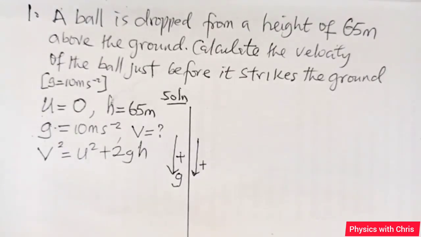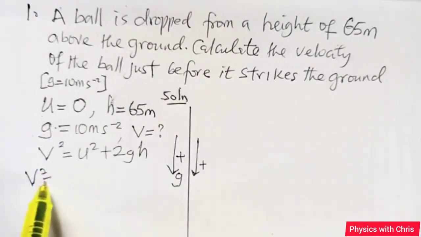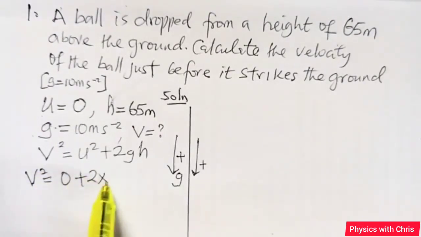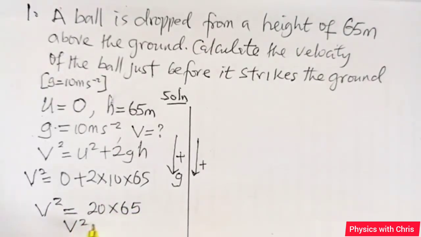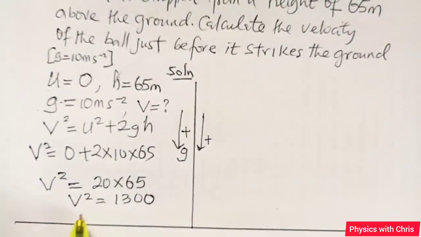So we are looking at the final velocity: v squared equals my u, which is 0, plus 2 times 10 times 65. So v squared equals 20 times 65. That is, v squared equals 1300. And then for my v, take the square root of both sides. V equals the square root of 1300, which gives me roughly 36.0 meters per second. So that gives us the final velocity of the ball.